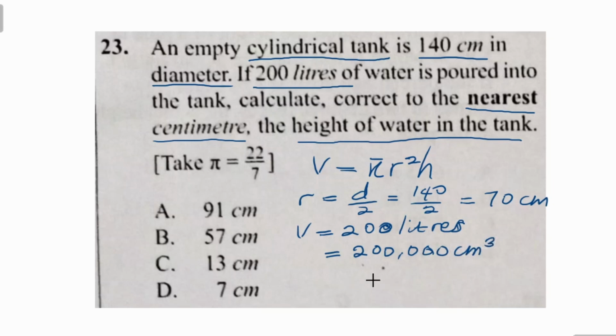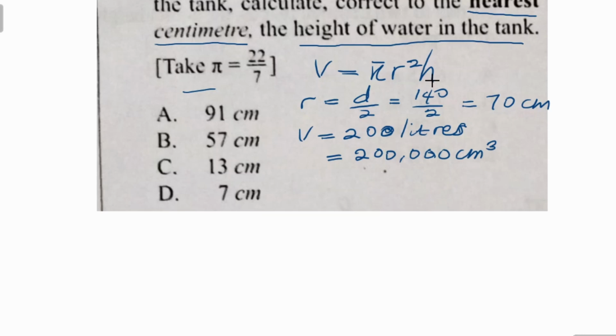because 1 liter is 1,000 cubic centimeters. And it will be important for us to change from liters to cubic centimeters because the radius or the diameter was given in centimeters, so that we can have the same unit to work with. Remember, the value of pi is already given, so you should take pi equal to 22/7. And let's not forget that h is what we are solving for.